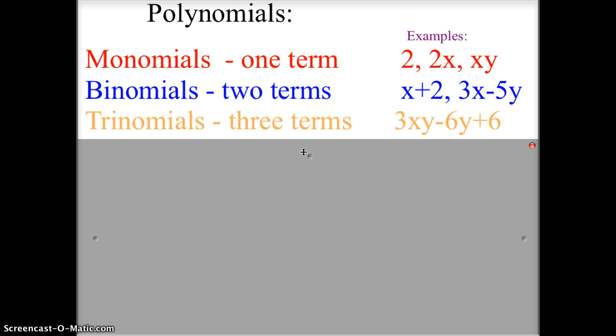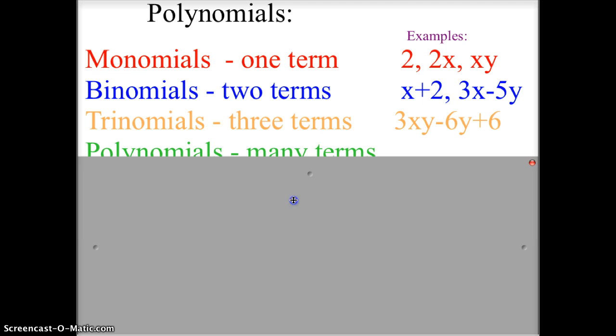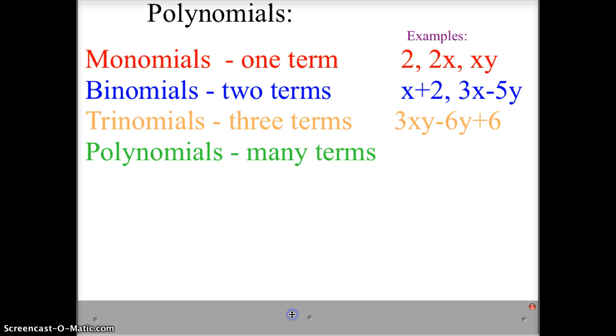Trinomials have three terms, so there are three different pieces. 3xy minus 6y plus 6. There are three individual parts when it's simplified. So the people involved in creating the ideas for polynomials decided monomials, binomials, trinomials, this is a boring game, and they just decided to call everything else a polynomial.